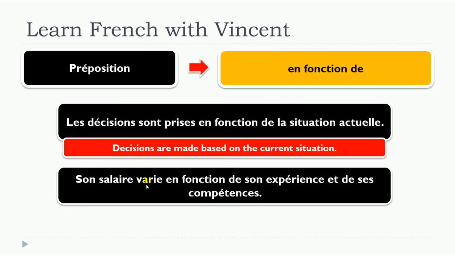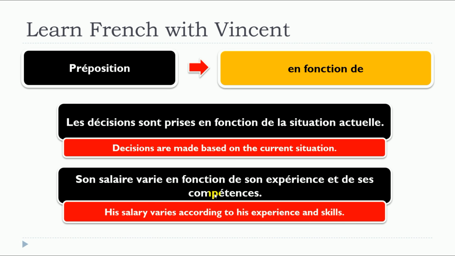Son salaire varie en fonction de son expérience et de ses compétences.